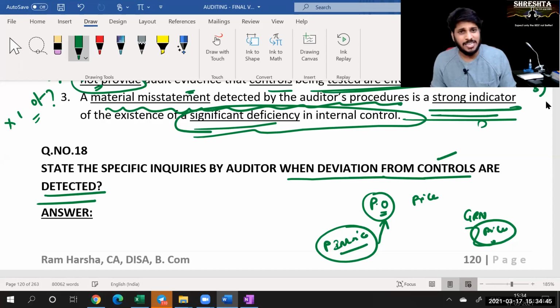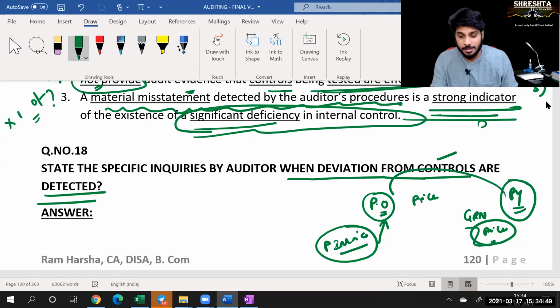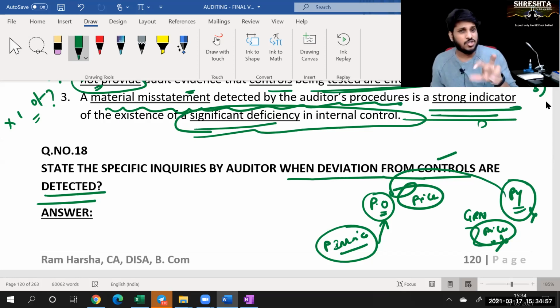Even if the GRN price control is not there, when we are making payment, the price must be checked against the purchase order. But that is not happening. GRN price is also not controlled. Payment time also, price is not controlled. The purchase order price is not followed by the other staff.